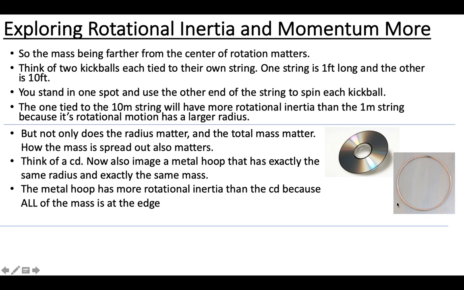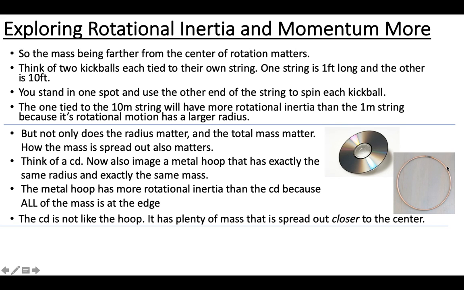All of the mass is right on the edge. Whereas the CD is different than that, right? It's got plenty of mass that's spread out closer to the center. The CD is not just a ring, it's a disc. And so not all of the mass is at the edge. Some of the mass is towards the middle, some of the mass is in between, right?